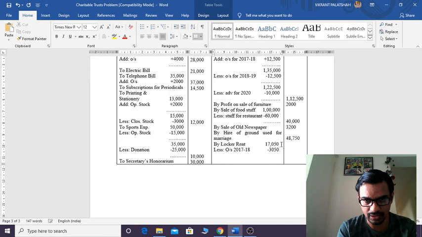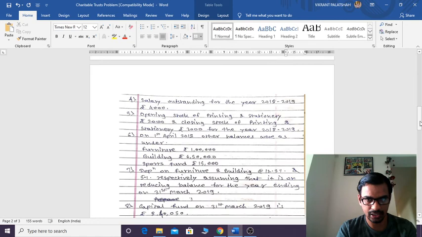Then opening stock of printing and stationery rupees 2,000 and closing stock of printing and stationery rupees 3,000 for the year 2018-19. That is also done. The next one, number 6, on 1st April 2018, other balances were: furniture 1 lakh, building 6,50,000, sports fund rupees 15,000. The balances of furniture and building we have to show under the asset side of the balance sheet, and the sports fund is already adjusted.